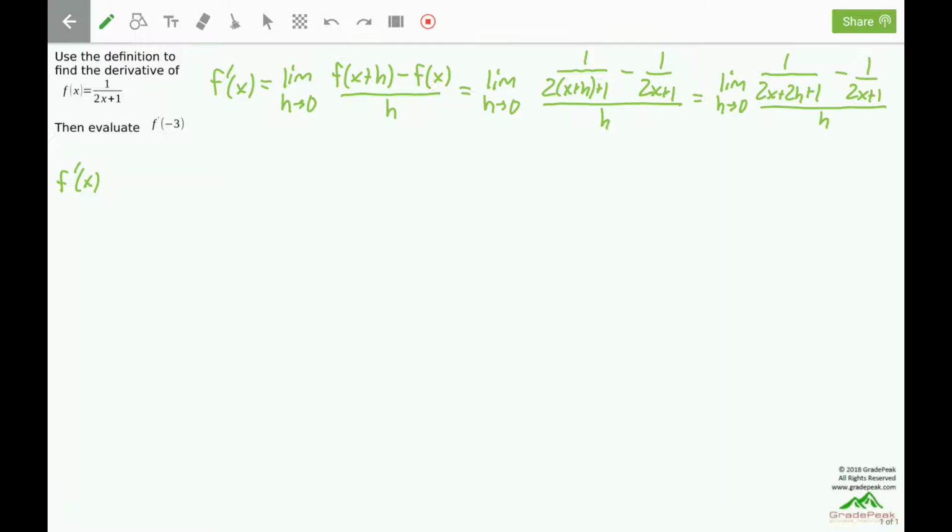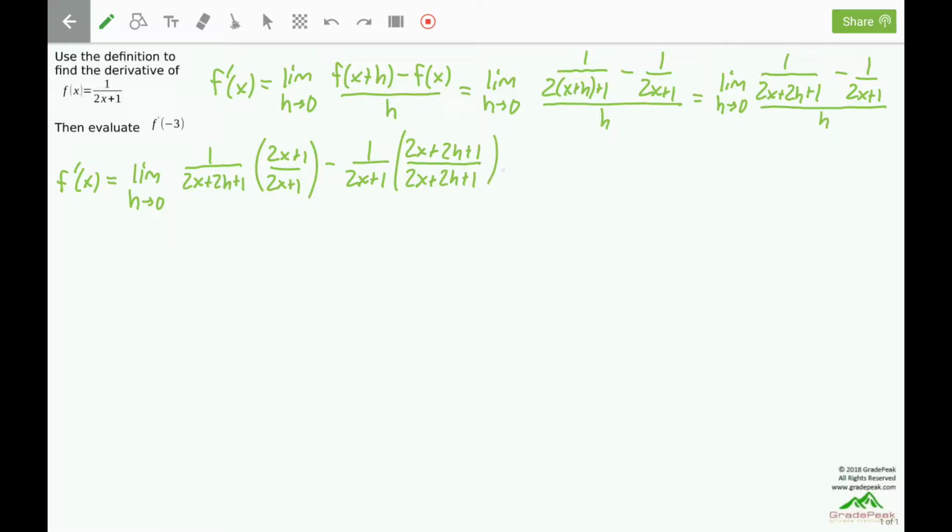So I have to take that first fraction and multiply it by 2x plus 1 over 2x plus 1, a form of 1. So 1 over 2x plus 2h plus 1 times 2x plus 1 over 2x plus 1. There's my form of 1. And then minus, and then the second fraction, 1 over 2x plus 1, I have to multiply by a 2x plus a 2h plus a 1 over 2x plus 2h plus a 1, a form of 1, in order to produce the common denominator. And then this entire thing is divided by h.